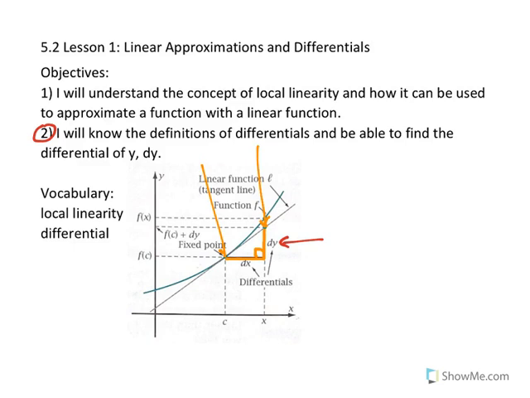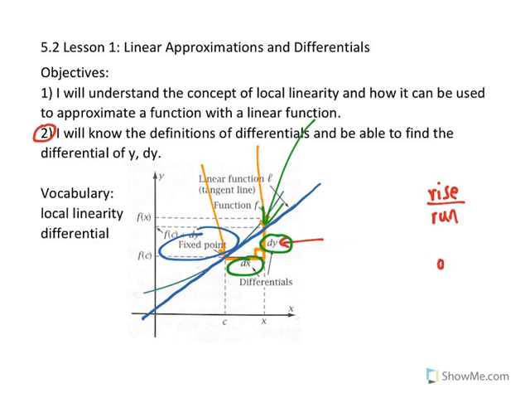So I can actually find the slope of the tangent line by doing rise over run. And you can see as we go from the fixed point to our second point that the rise is given by dy and the run is given by dx. So we have rise over run. The rise is given by dy and the run is given by dx. And what does rise over run tell us? It tells us slope.